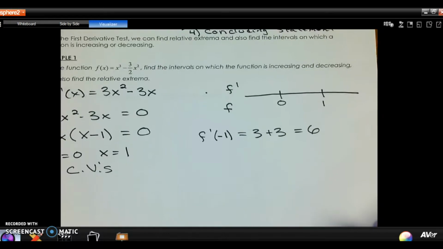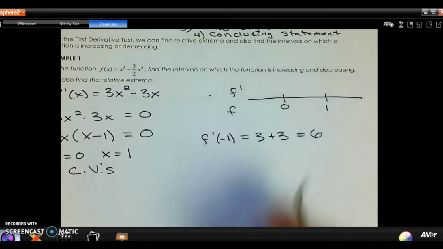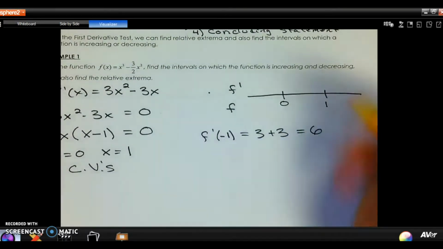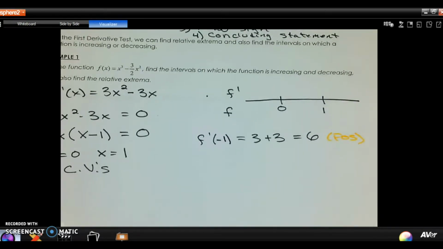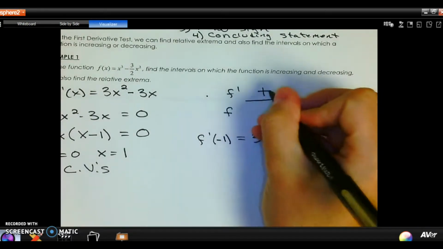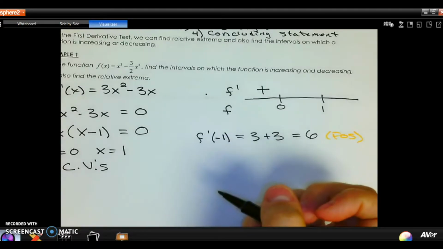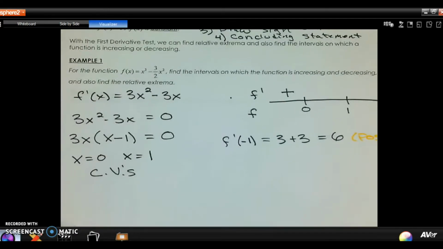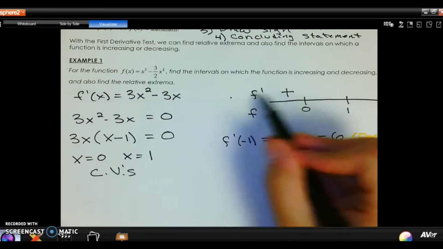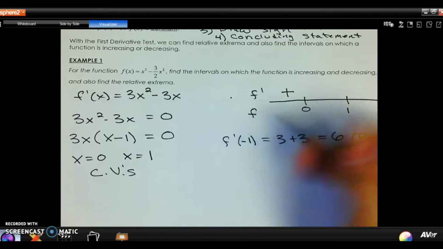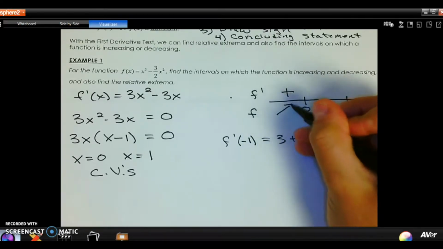So here, that's a 6, and that is positive. Okay, so what does that tell me? I put a plus sign on that part of my sign chart. If my derivative is positive, that tells me the original function is increasing.